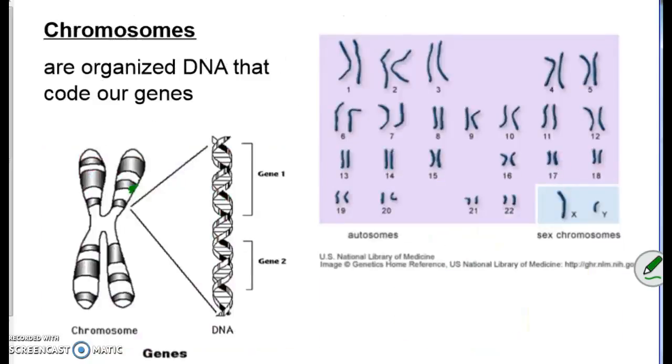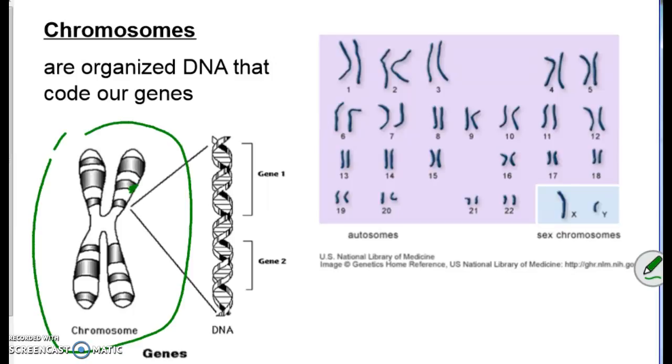I know we don't know much about chromosomes yet, but just a brief overview. Chromosomes are organized DNA that code for our genes. So here's a chromosome right here, and sections of that DNA code for certain genes. This gene right here might be a widow's peak, and this gene right here might be your hitchhiker's thumb.